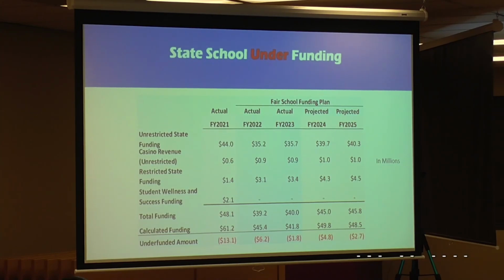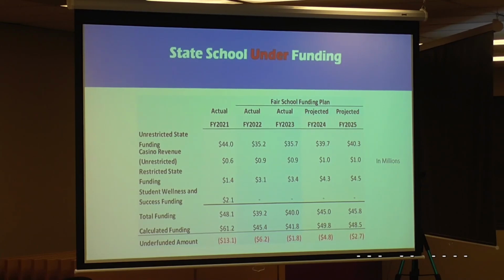So fiscal year 22 was the first year of the Fair School Funding Plan. We were underfunded by $6.2 million. But the state also eliminated our transfers out. If we remember previously, we had direct transfers out from charter schools and for private school scholarships. Those transfers were eliminated, which was an overall savings to the districts.